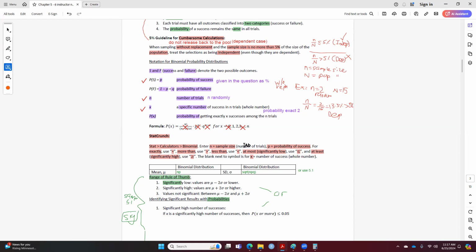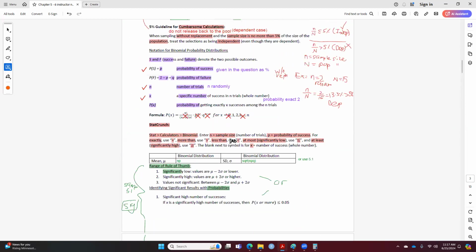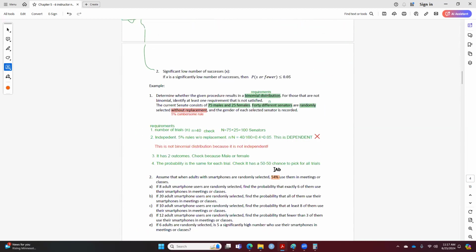So 54% in here is given in the question as a percentage, right? So this is actually your P. Okay. However, your StatCrunch doesn't like percentages, so you have to convert it into decimals. So make sure you move 2 decimals to the left or you divide by 100. 54% will be 0.54. If you put 54% in your StatCrunch, it will give you an error.